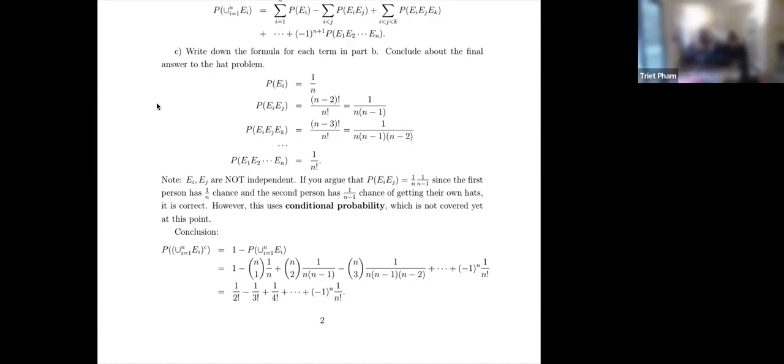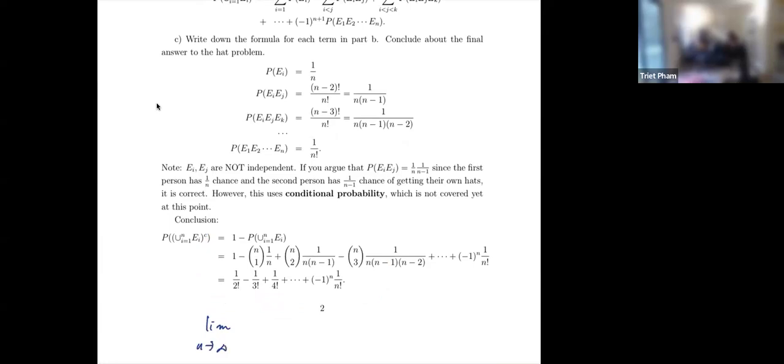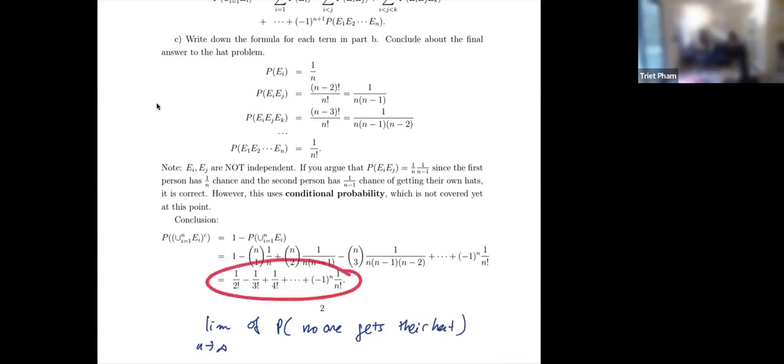But notice that this is a separate question from the question that we asked. What is the limit as n goes to infinity of this sum? The probability no one gets the right hat. But notice that that's not the same as saying what this is. This is just a particular sum, and taking a limit is a different question.